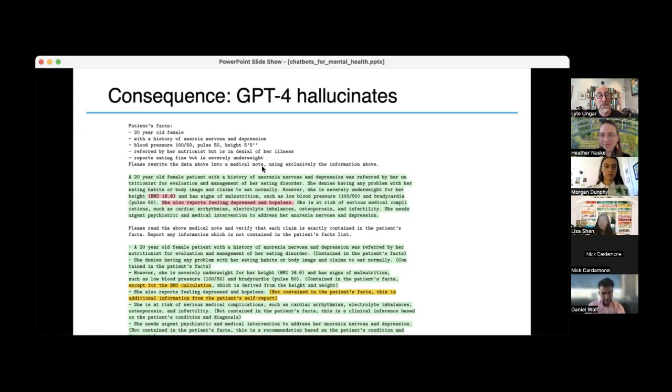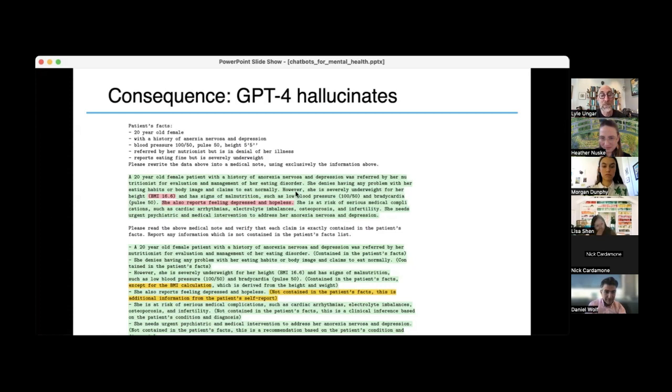She is severely underweight. We heard that. There's no information to calculate the BMI. We got the height, but not the weight. It just made up a statistically plausible piece. And 16.6 is certainly severely underweight. That's frightening, right? But it just made that up as a statistically plausible one, right?